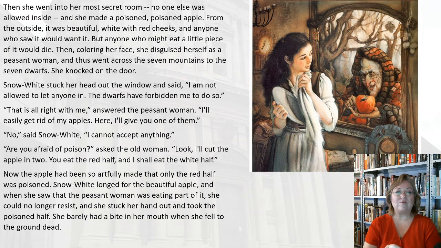Okay, then coloring her face, she disguised herself as a peasant woman, and thus went across the 7 mountains to the 7 dwarfs. She knocked on the door. Snow White struck her head out the window and said, "I'm not allowed to let anyone in. The dwarfs have forbidden me to do so."